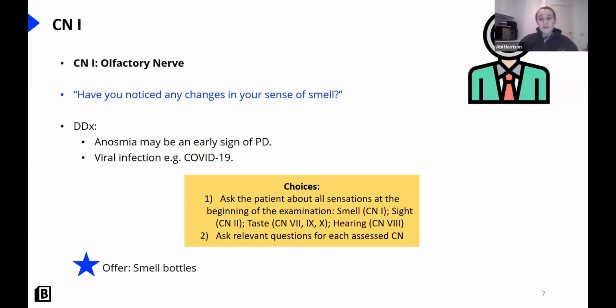So I think you've got 2 choices for how you start your cranial nerve exam, and I'll speak about why I think 2 is better. But your first one is to ask your patient about all of the sensations at the beginning of the exam.